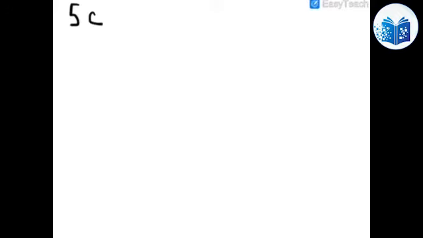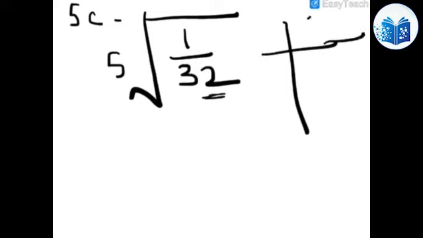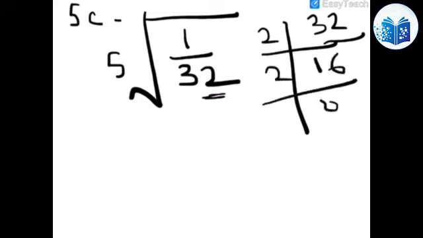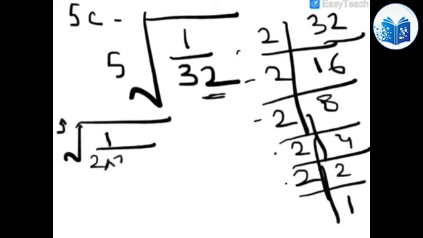5C says fifth root of 1 over 32. So 32 is an even number. Simply come in the table of 2. Again, LCM technique. 2 1s are 2, 2 8s are 16, 2 4s are 8, 2 2s are 4, and 2 1 is a 2. So 1, 2, 3, 4 and 5 times again. So it will become 1 over 2 into 2 into 2 into 2 into 2.